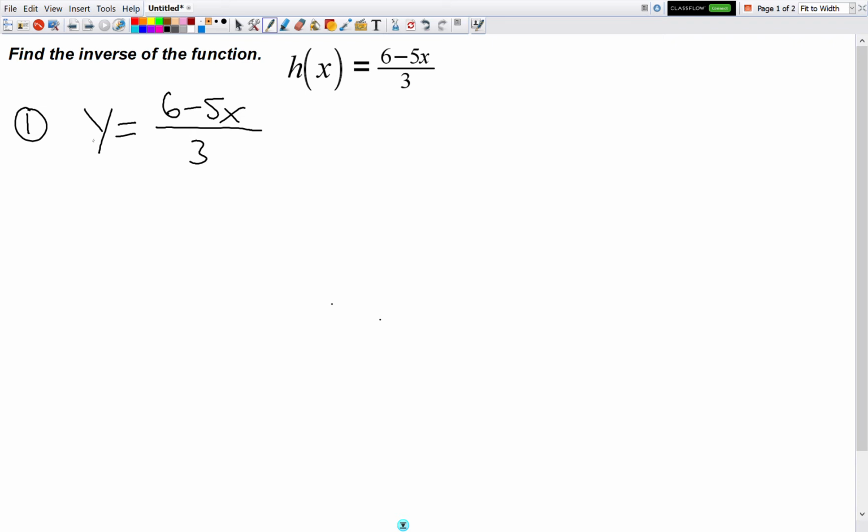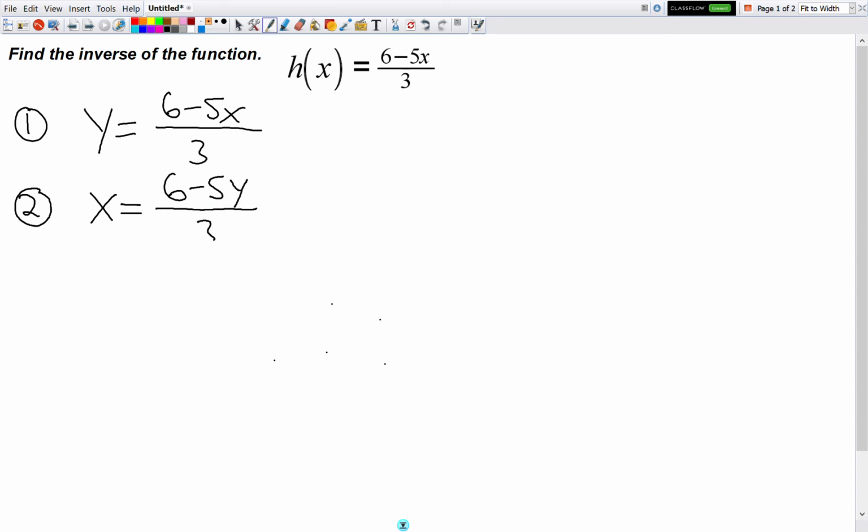Okay. Step 2, also pretty simple. You're just going to trade places. You're going to switch places with the x and the y. So you're not going to switch any numbers' places. You're just going to switch the letters. So instead of writing a y, you're going to write an x, and then equals. And like I said, don't switch any numbers. Leave all the numbers in the exact same spot. Just switch the letters.